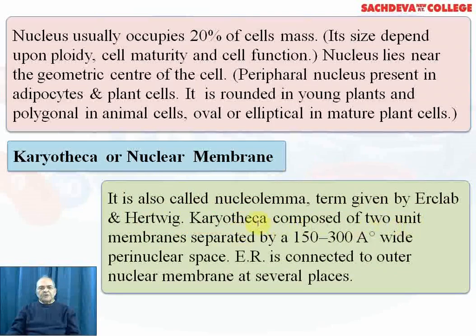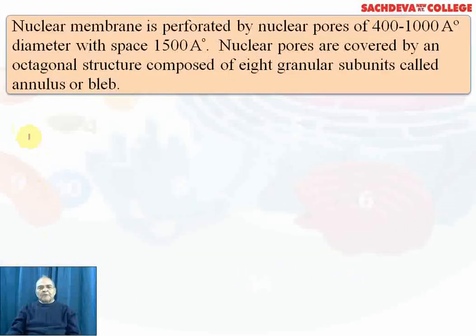Karyotheca is composed of two unit membranes, and they are separated by a distance of 150 to 300 angstrom, the perinuclear space. Endoplasmic reticulum is connected to the outer nuclear membrane at several places. Nuclear membrane is perforated by nuclear pores of 400 to 1000 angstrom diameter with a space of 1500 angstrom. Nuclear pores are covered by an octagonal structure composed of 8 granular subunits called annulus or annuli, or you can call it bleb.